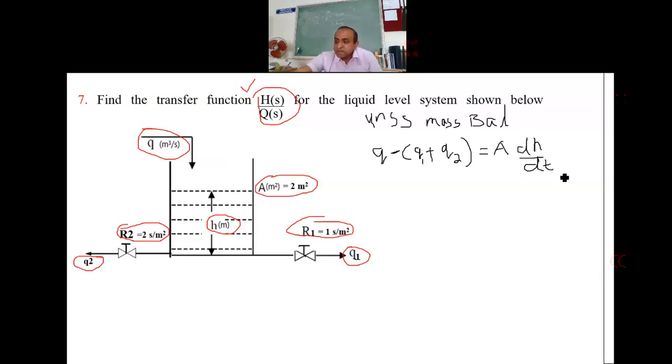Now, what is the next step? I'll retain Q as it is, minus Q1, which I have to write in terms of H. How do you write it? Yes, anyone? So Q1 is H divided by R1. Did you understand? Plus, how do you write for Q2? H remains the same, that is H divided by R2, where the resistance has to be R2.